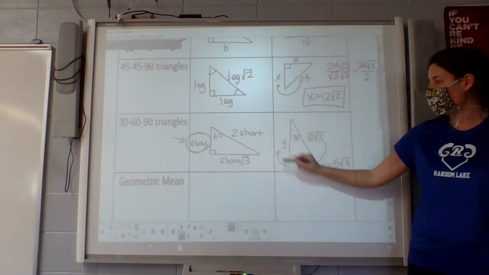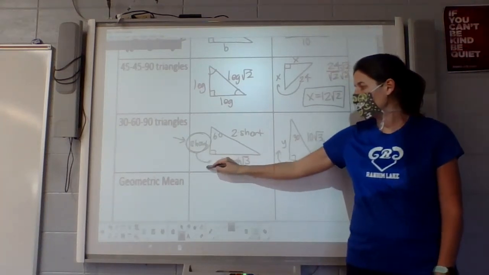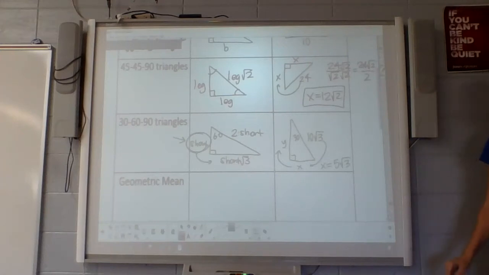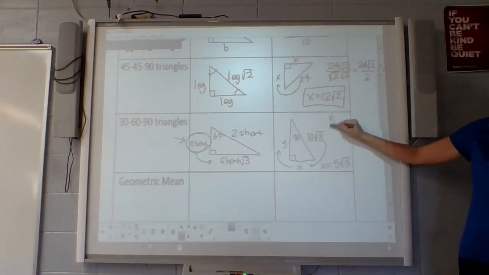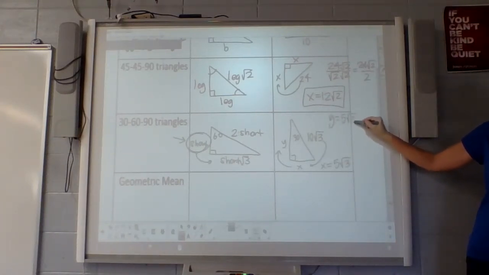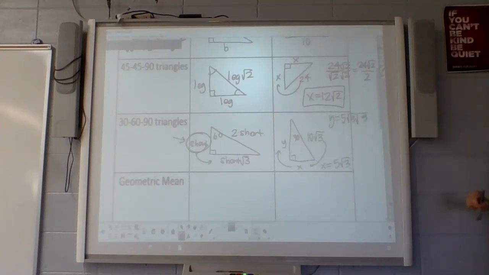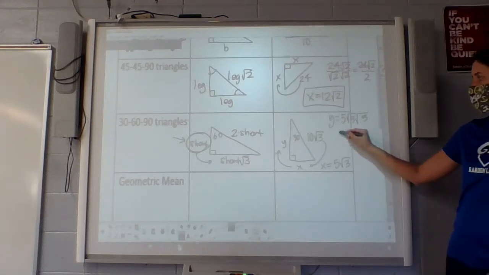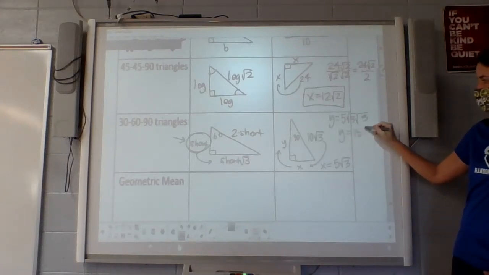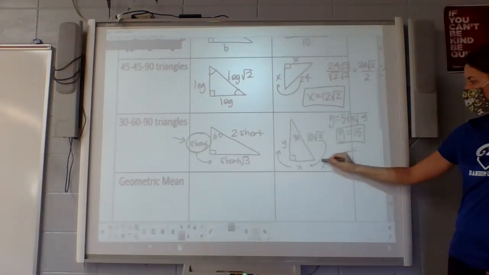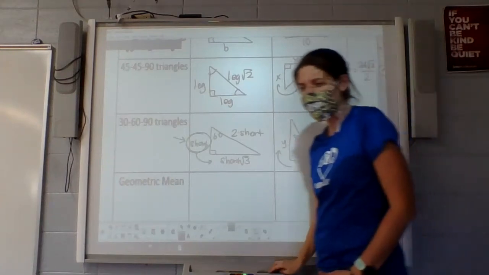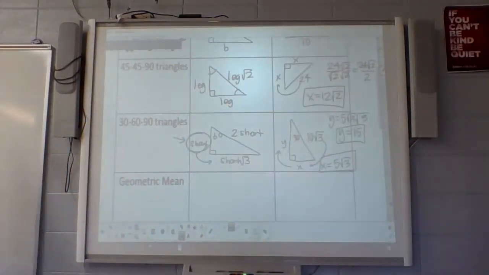Then to go to the Y, from the short side, I have to multiply by the square root of 3. So to get Y, I'm going to take 5 square roots of 3 and multiply by the square root of 3. So what's that going to end up being? 15. Square root of 3 times square root of 3 is going to be 3. So 5 times 3 is going to be 15. So there's our two answers. Okay.